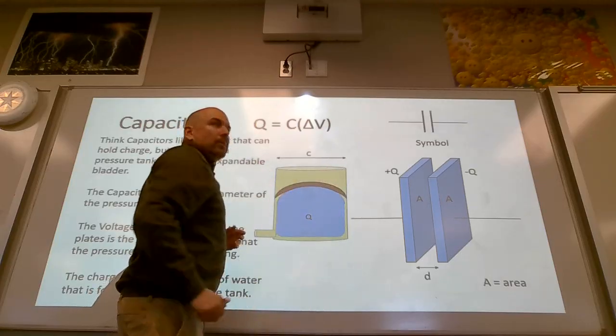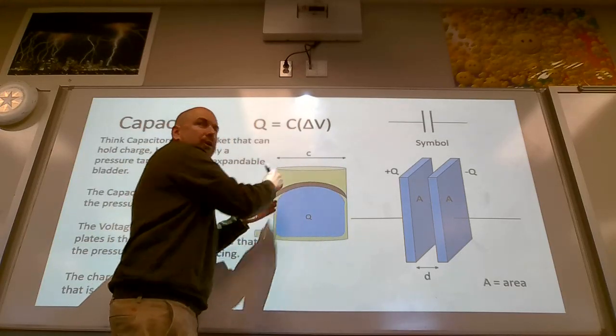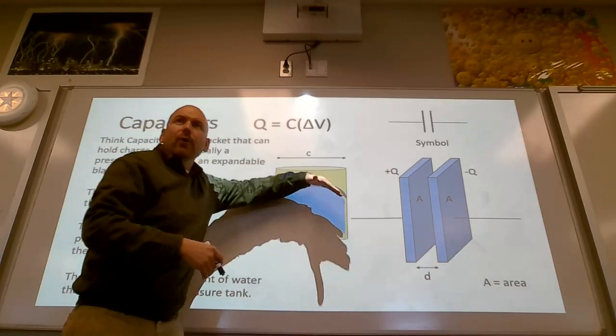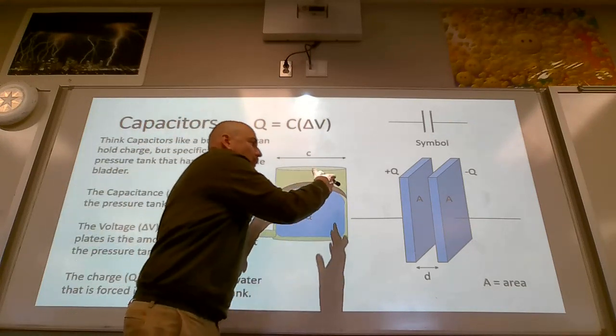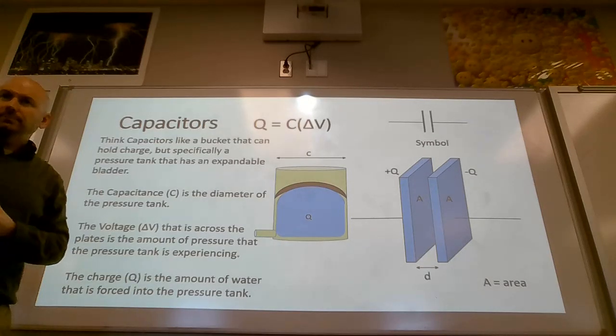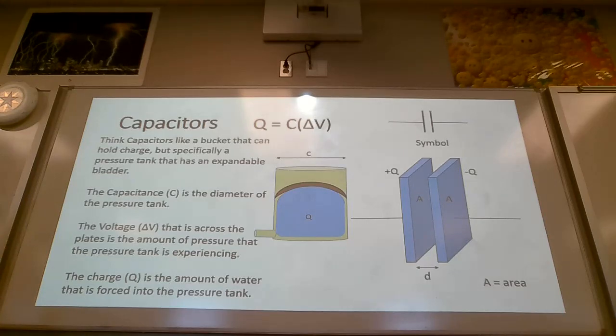The size of your pressure tank, that's your capacitance. How much pressure there is, that's your voltage. And how much water is stored in your pressure tank, that is the charge. So what we're trying to do is hold charge. We're trying to hold water in a pressurized form that's ready to flow when called upon. Okay? That makes sense.